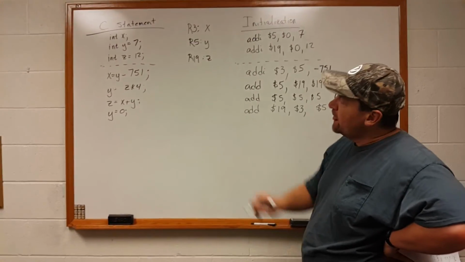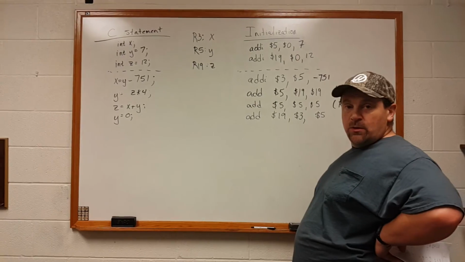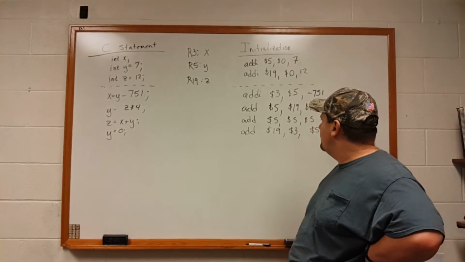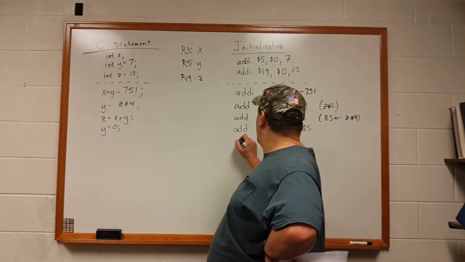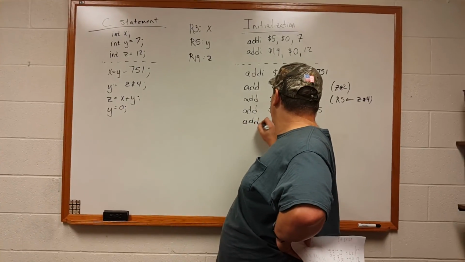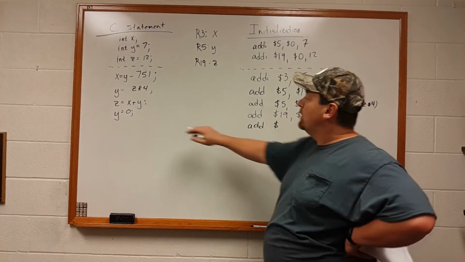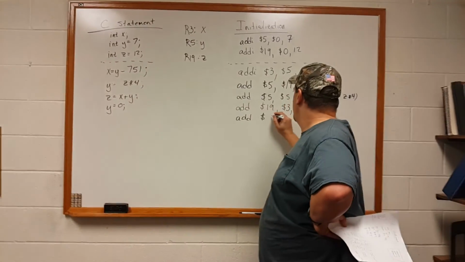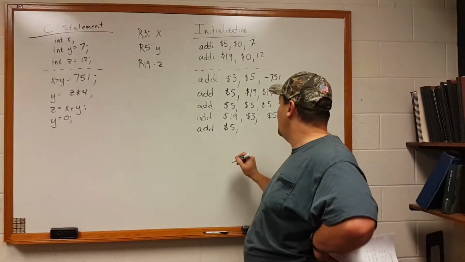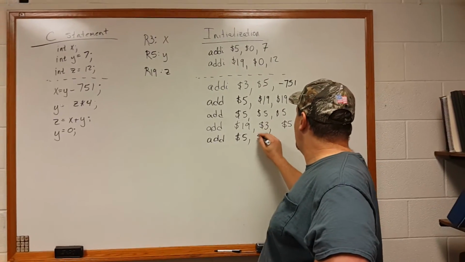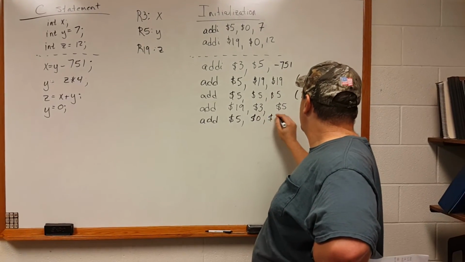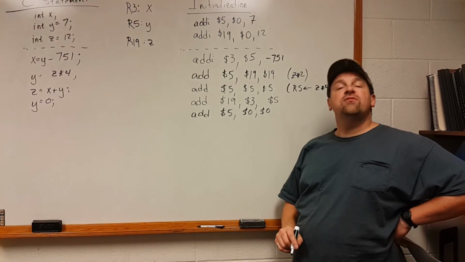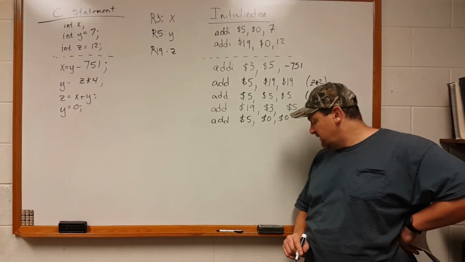Next, we have the statement y equals 0. There are 3 different ways to do this. Let's do one way. Add. We want y to receive 0, so the destination is going to be 5. We can do add 5, 0, 0. We're done. We've completed our task.